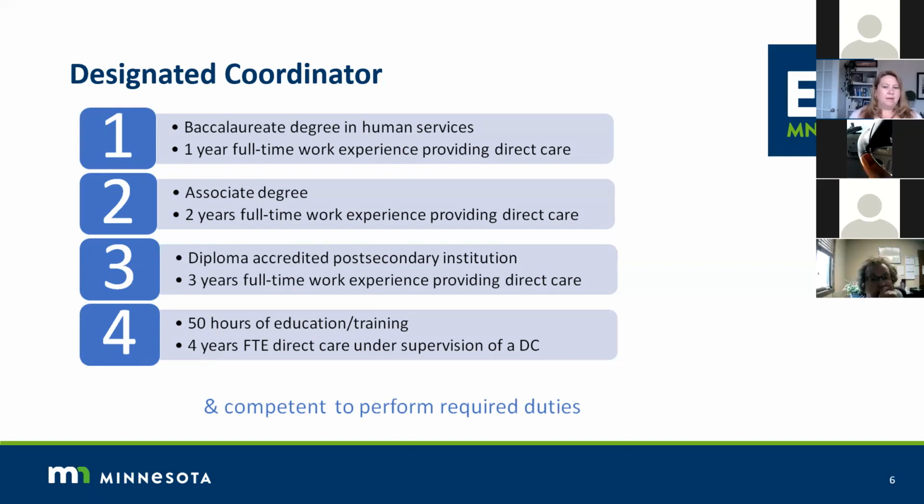How about a 4-year degree in nursing? A 4-year degree in nursing, yeah, nursing would absolutely meet the requirements of human services. Yep.